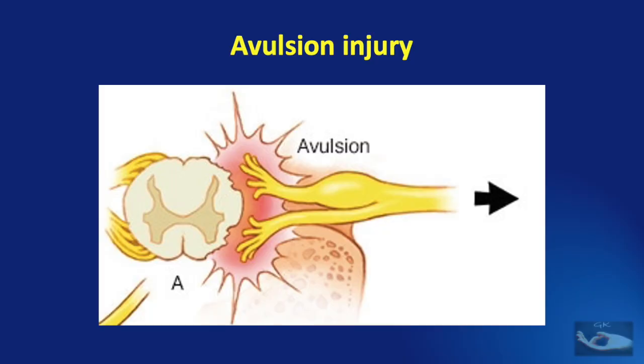Sometimes what happens, the wires are pulled from inside. Supposing you pull out the wires like that, you do not know exactly where the injury is. That is an avulsion injury. As you can see here, the two nerves arising from the spinal cord have been pulled away or avulsed. So the brachial plexus can also be affected in these two ways. It may just be a cut or it can be an avulsion.